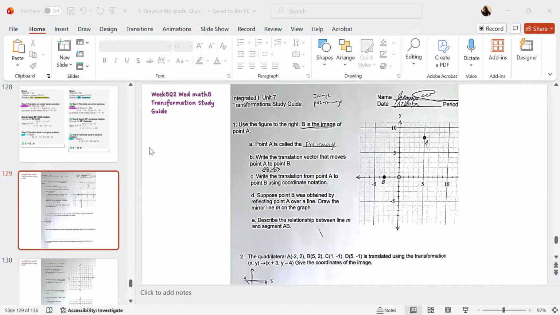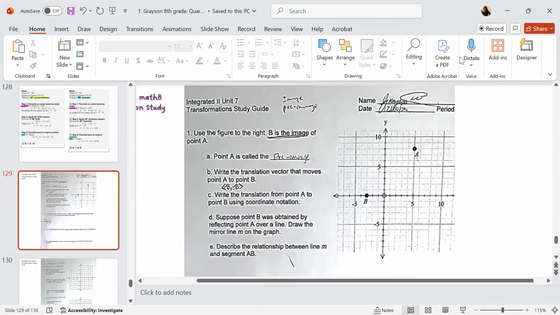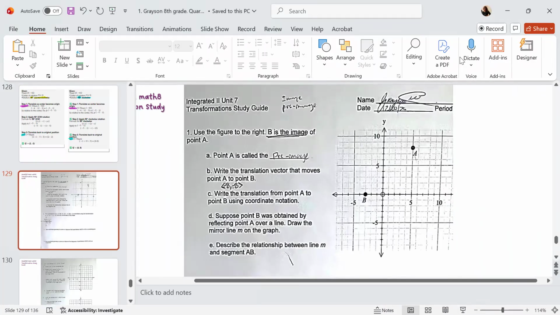Use the figure to the right. B is the image of point A. Point A is called the pre-image. Write the translation vector that moves point A to point B.